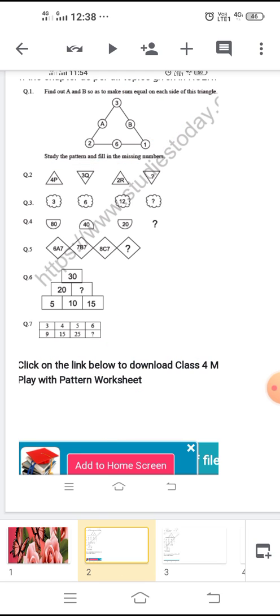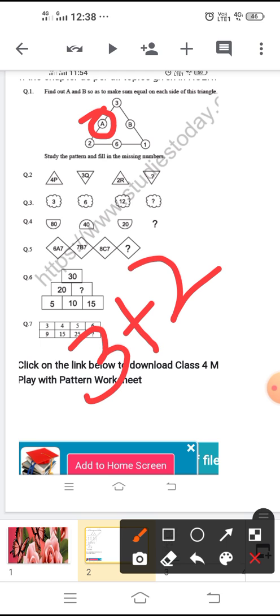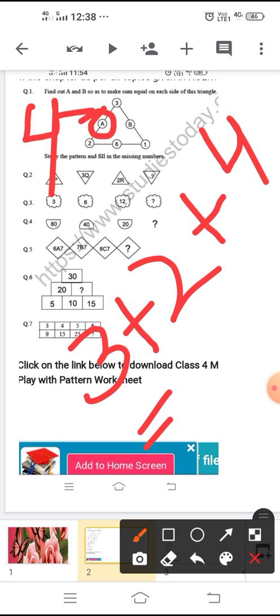Okay. Now, same with this side. What should be written here at A? That should make it equal to 9. 3 plus 2 is 5. So, here we will write 4. That gives you 9. So, in place of A, we will write 4, and in place of B, we will write 5, so that the sum of all the sides is equal.